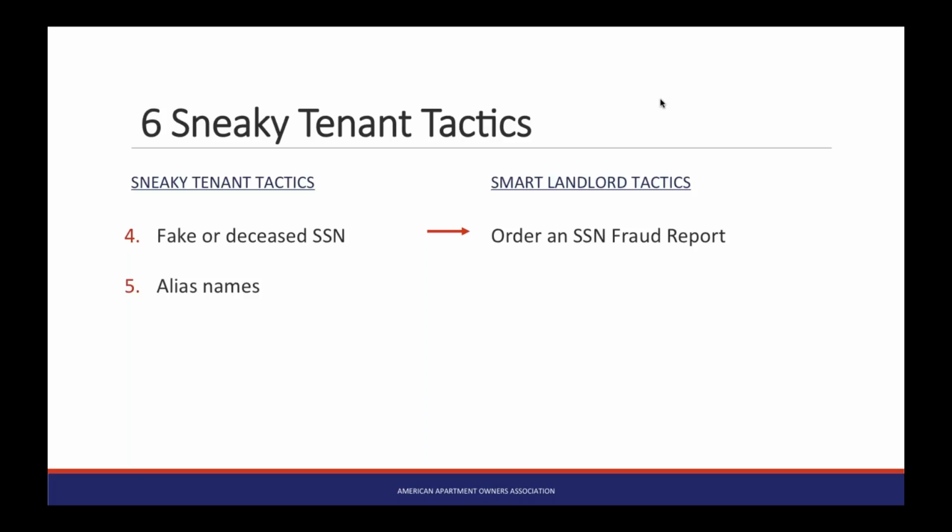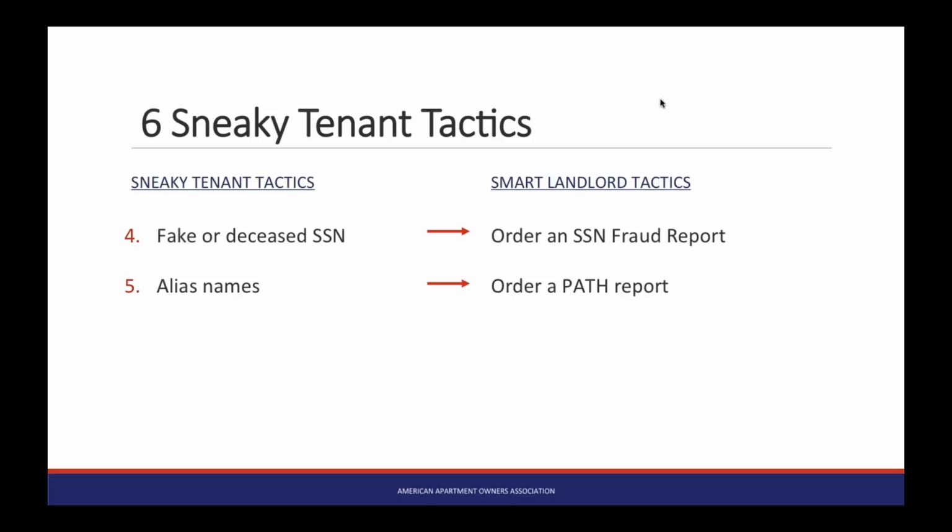The fifth tactic here is alias names. Obviously some people go by different names sometimes, like a Bob and a Robert. But there are some cases where there are a lot of different names, and that's a red flag typically. So sometimes tenants will give you only the name that maybe has the good information attached to it, maybe a maiden name or a nickname, hoping that you won't find the other name.